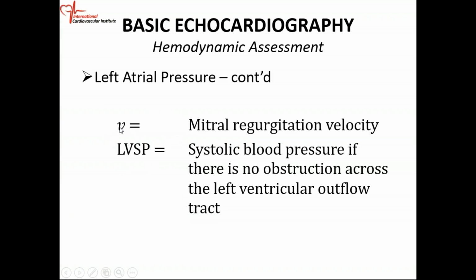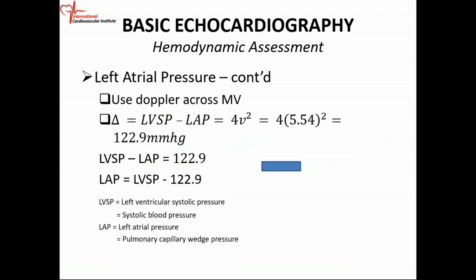All right. So again, the V is the mitral regurgitation velocity. This is your left ventricular systolic pressure. That is the pressure in the LV in systole, equal to the systolic blood pressure if there is no obstruction across the left ventricular outflow tract. There's no aortic stenosis. There's nothing like your SAM or your HCM, hypertrophic cardiomyopathy with obstruction.